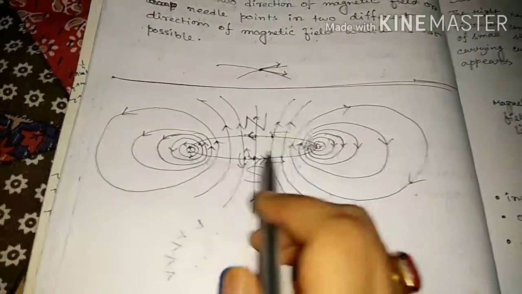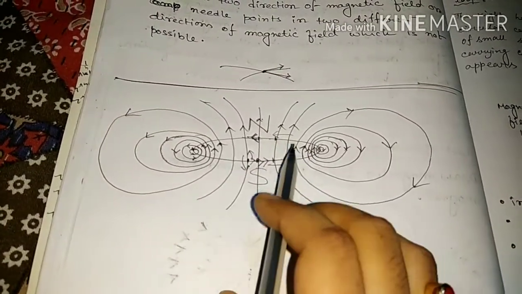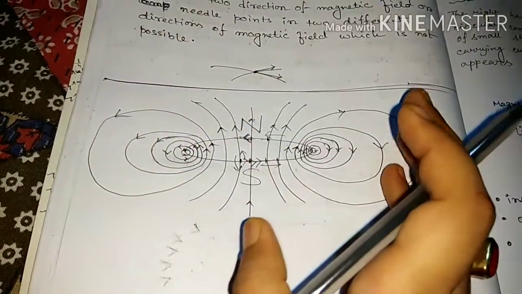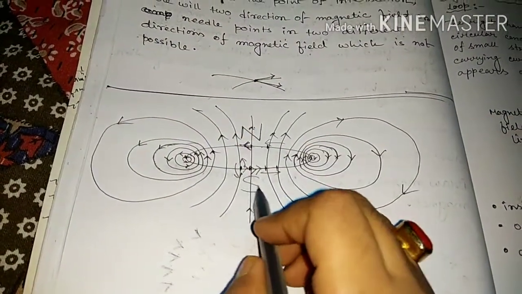In this figure, you see that if the current is flowing in the clockwise direction, that side is the south pole.